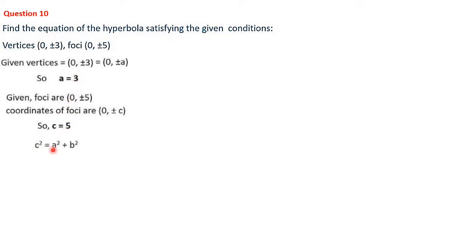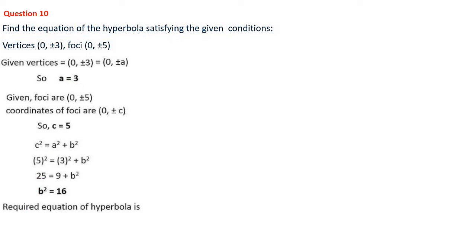c square equals a square plus b square. c is 5. So 5 square equals a, which is 3 square, plus b square. That is 25 is equal to 9 plus b square. Then from here we can calculate b square by bringing it to the left side. That is b square equals 25 minus 9, which is 16. So for the required equation, we are having both a square and b square.